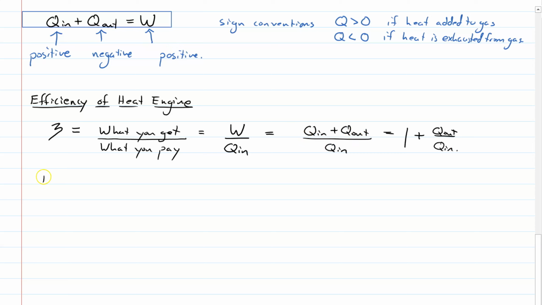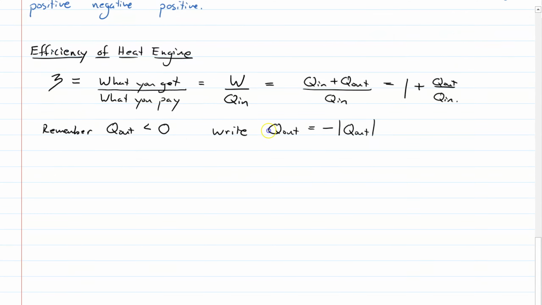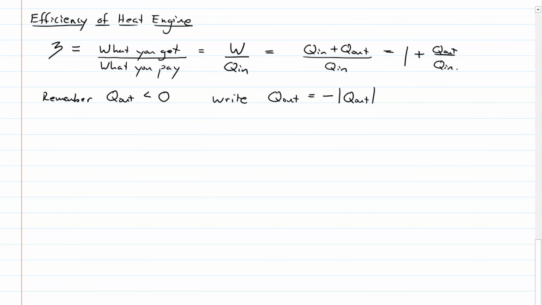Now remember, Q out is a negative number. So maybe I should write this in a more obvious way. Let me write Q out is equal to minus the absolute value of Q out. So I'm going to put the minus sign there explicitly, reminding myself that Q out is a negative number. So then my efficiency is 1 minus Q out over Q in.